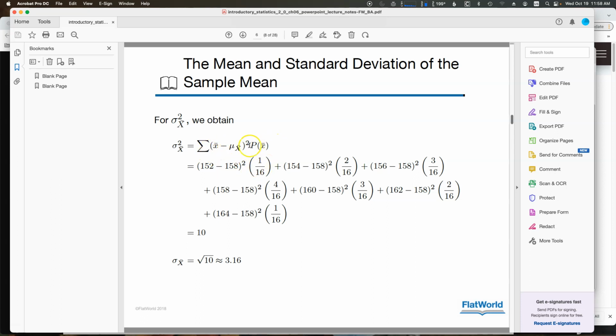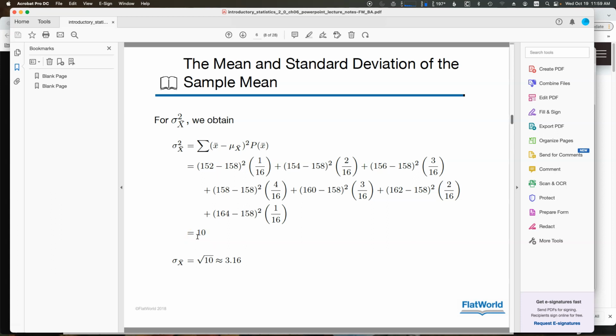So that's what's following right here. The mean of the sample minus the mean of the population, squaring it, times the probability that it occurs. Add that all up, and we get a value of 10.